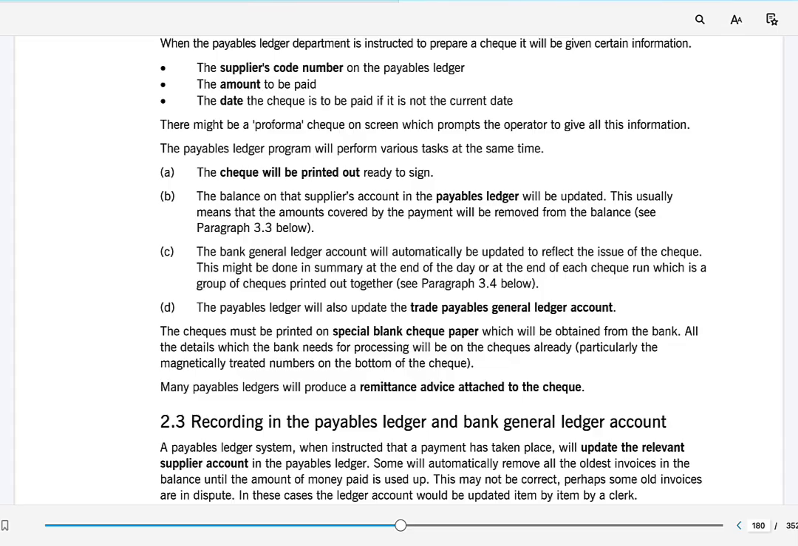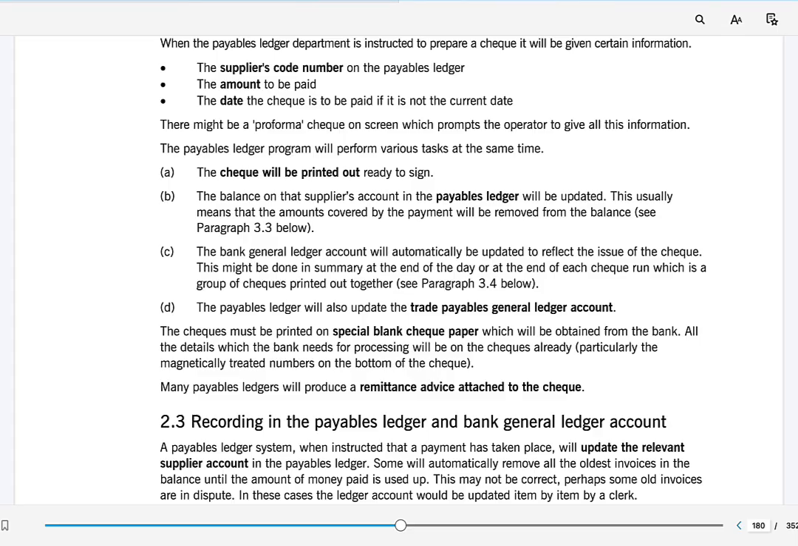Very important exam understanding. If an exam question asks, in a computerized system, what happens when payments are recorded in the payables ledger? Your key answer should include this idea. The payables ledger update automatically updates the bank general ledger account and the trade payables general ledger account. And you can also add, the check can be printed ready for signature. The supplier account is updated. A remittance advice may be generated. The invoice is marked as paid. That is a strong exam answer.